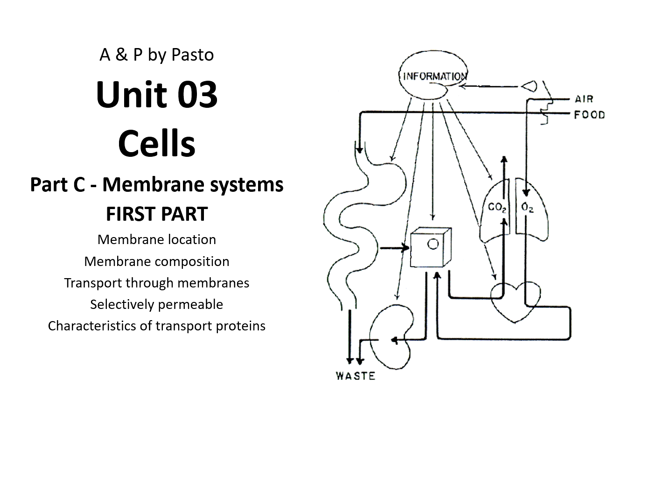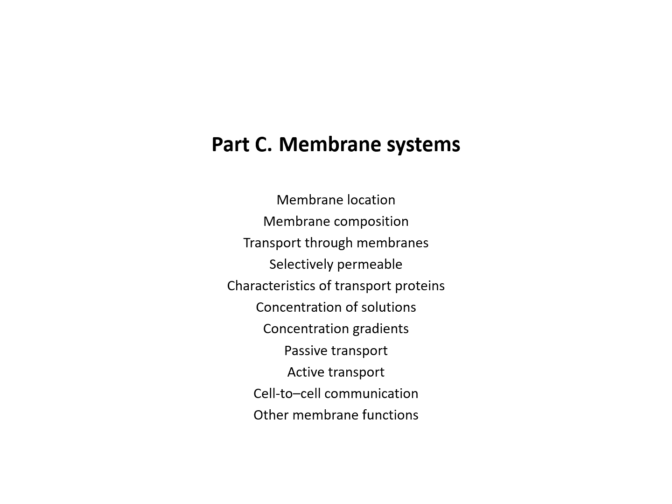This is Unit 3, Cells, Part C, Membrane Systems. The first part deals with membrane location and composition, transport through membranes, selective permeability, and characteristics of transport proteins. Because Part C, Membrane Systems, is rather complex, I've divided it into 3 separate videos.